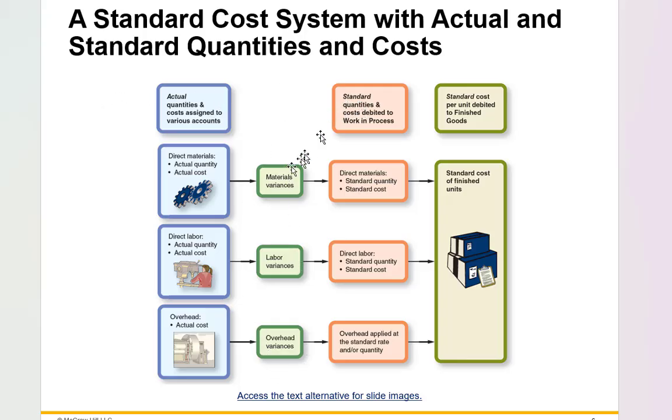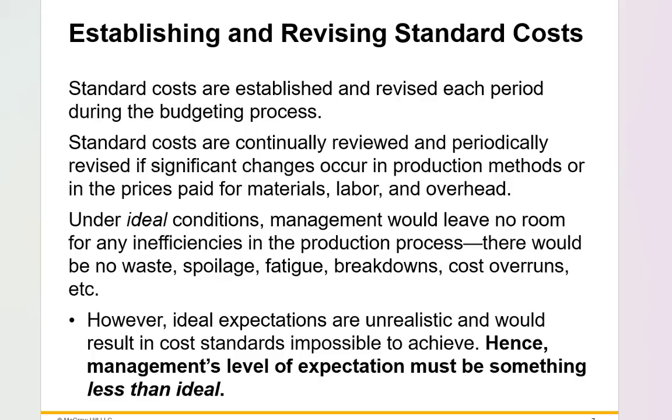Now, it's interesting that the standard cost is what's charged, first of all, to work in process, and then from work in process to finished goods goes both the standard costs as well as the variances. This allows accountants to track and control costs to bring these to management attention. So who establishes these standards? Well, they're going to be made up by management.